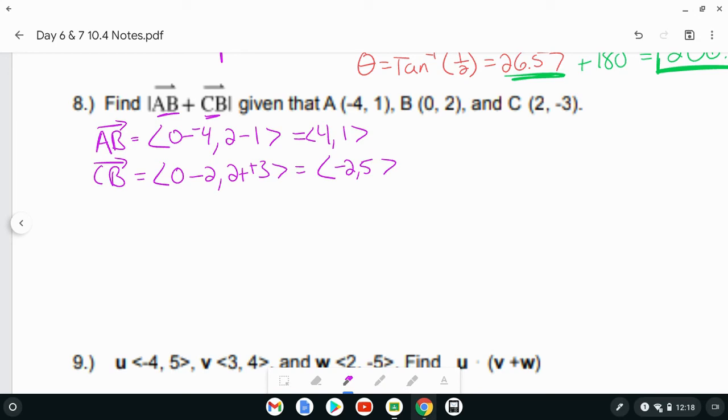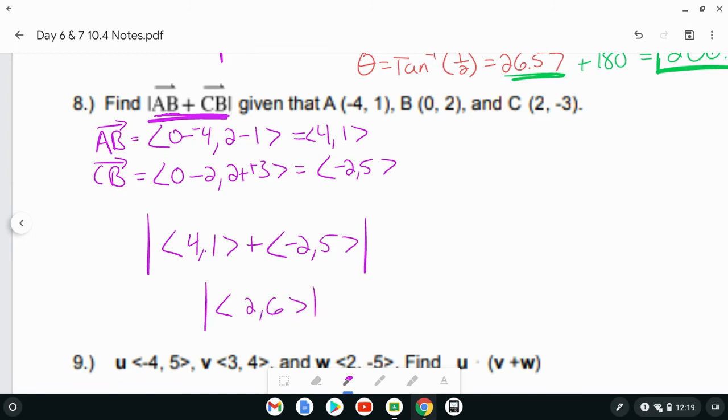Okay. So if these are the directions we're going, when we go to add these, let's fill it out in this equation, what we're trying to find. We have vector AB, 4, comma 1, plus vector CB, negative 2, comma 5. Add those together, we end up with 2, comma 6.